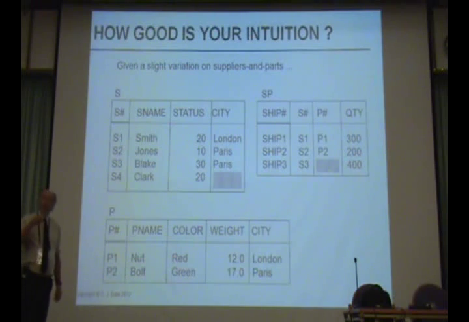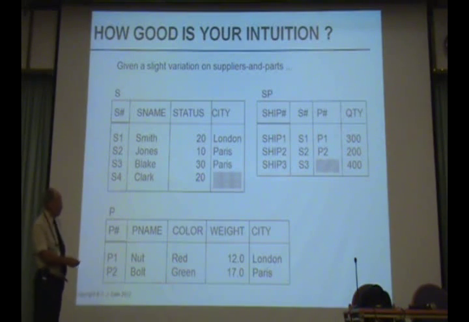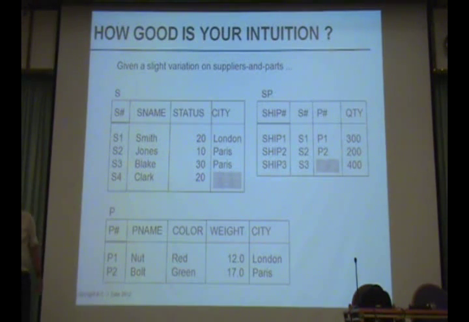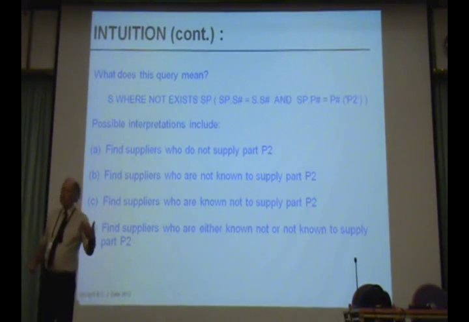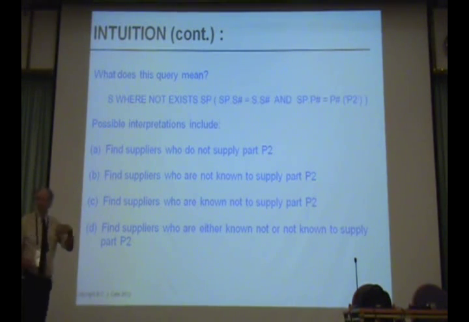And I have another little anecdote here in connection with that. Suppose we had suppliers and parts, but just for some sample values, supplier 4 has an unknown city, and this shipment here has an unknown part number and so on. And here is a query, and I've deliberately not shown this in SQL because SQL has special problems in this area. I've shown it in relational calculus, but it's very easy to understand. Suppliers where there does not exist a shipment with the same supplier number and with part number P2.